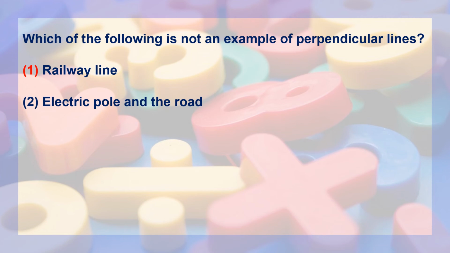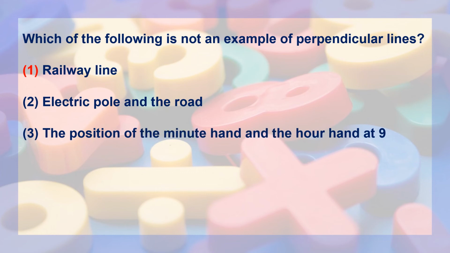Next is electric pole and the rod. When you have seen electric poles and the wire on the street, they are mostly perpendicular. Next, the position of the minute hand and the hour hand at 9. When it is 9 o'clock in the watch, you will see that the hour's hand and the minute's hand make an angle of 90 degree. Means if you extend them, it will form a perpendicular line, right?